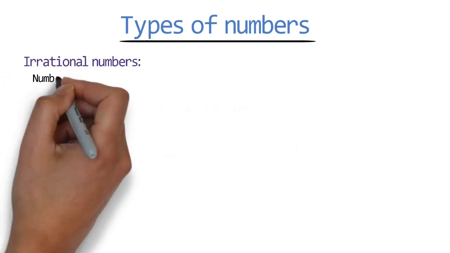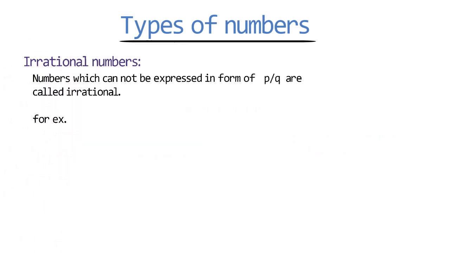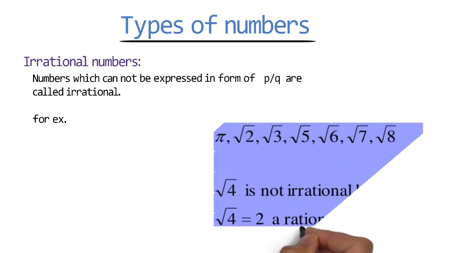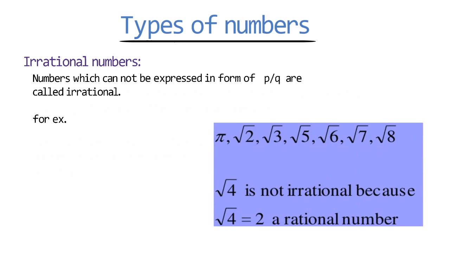Now, irrational numbers. These are the numbers which cannot be expressed in the form of p upon q, just like the rational numbers. For example, square root of 2, square root of 3, root 5, root 6, root 7 and so on. And do you know that pi is an irrational number? And it is your homework. Just find it out and mention in the comment box why pi is an irrational number.